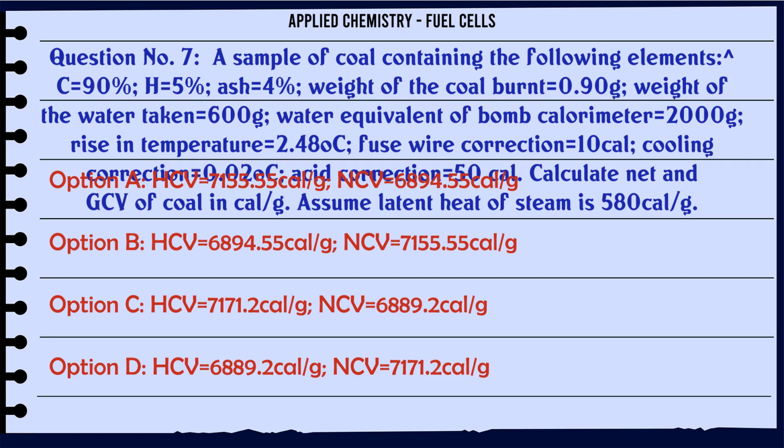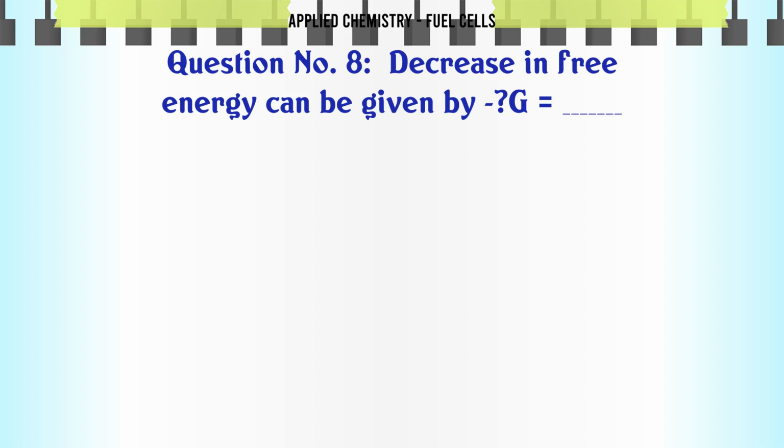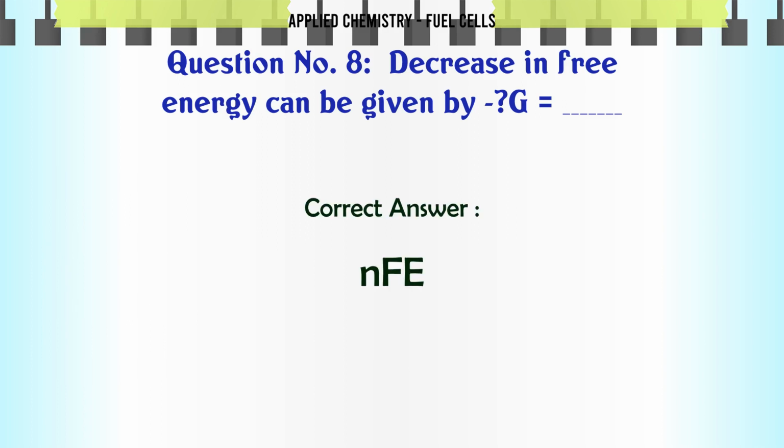The correct answer is HCV 7155.55 calories/g, NCV 6894.55 calories/g. Decrease in free energy can be given by A. ΔF, B. NFE, C. NFE, D. FNE. The correct answer is NFE.